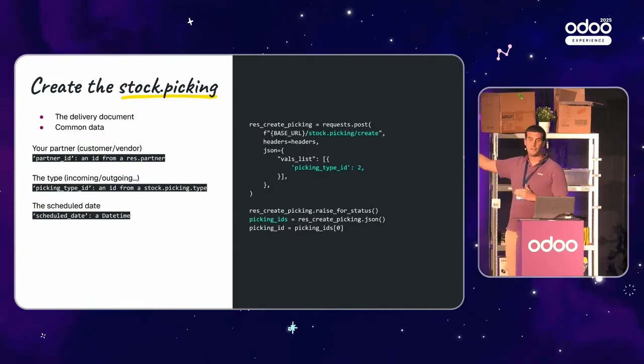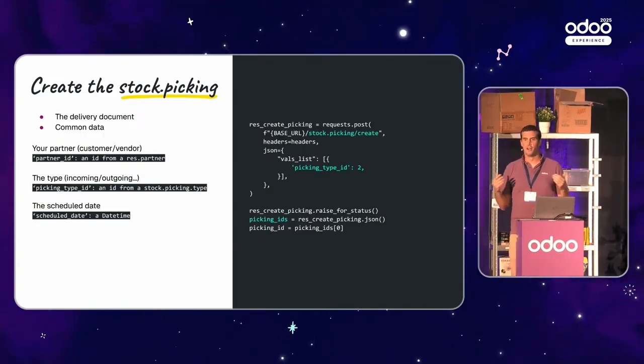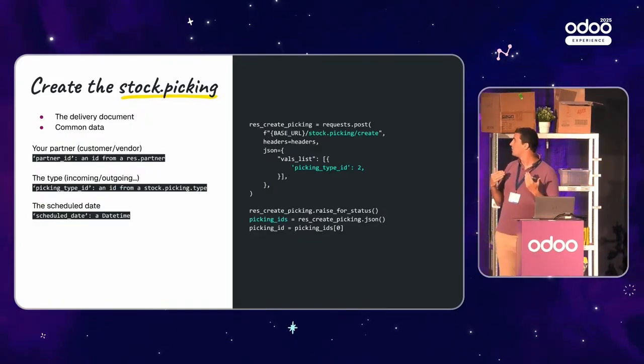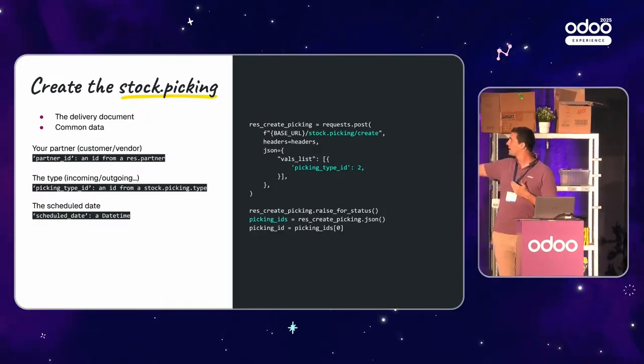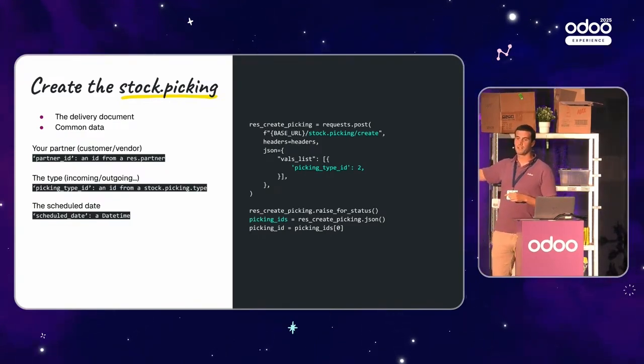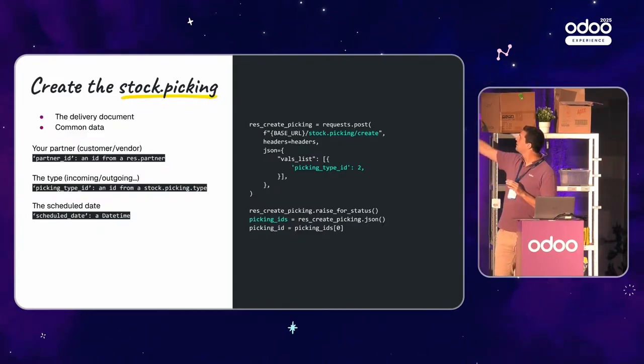So the only required field is the picking type. So the picking type is the type of operation. So it just says, okay, I want to do an outgoing or an incoming shipment. What is also important is to get back the result. So you have the create picking, and then you will get back all the IDs that are created by the system. So the URL is important also.